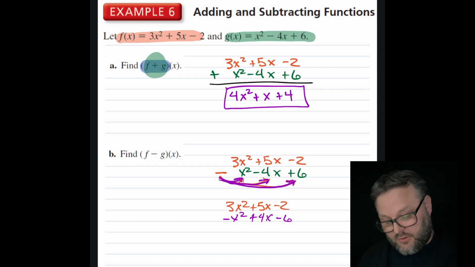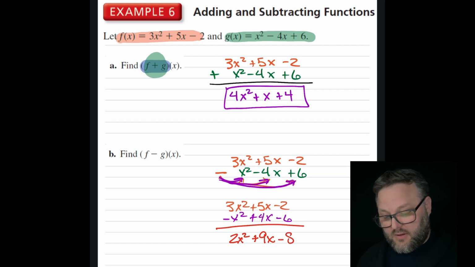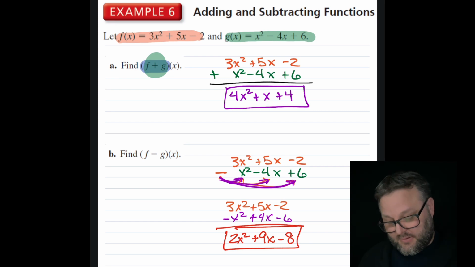Now I've got all my terms lined up. So I'm going to go ahead and combine them. 3 minus 1 is 2x squared. 5 plus 4 is a positive 9x, and negative 2 minus 6 is negative 8. So if I subtract these trinomials, I'm going to get 2x squared plus 9x minus 8.